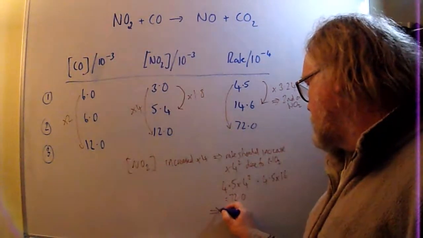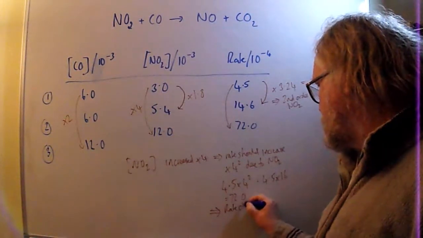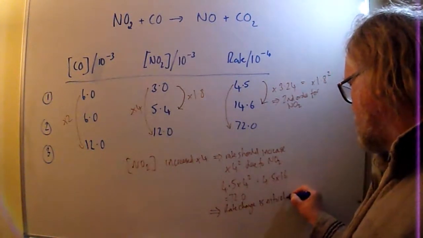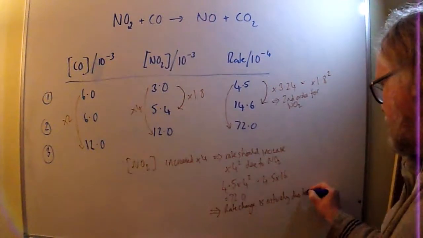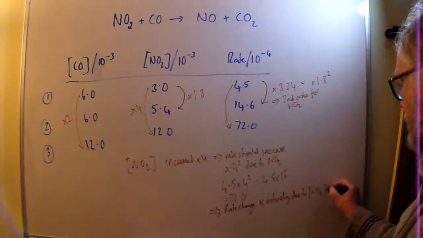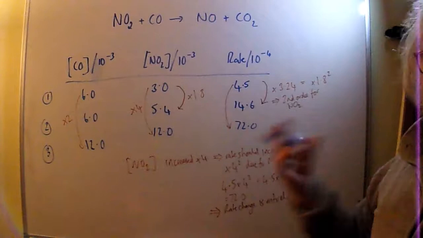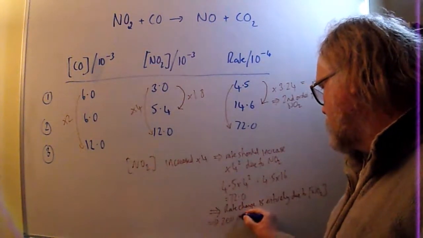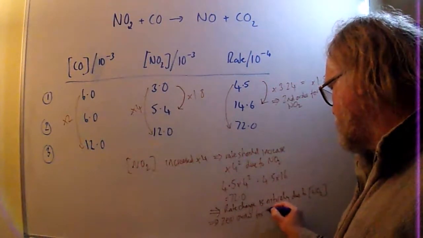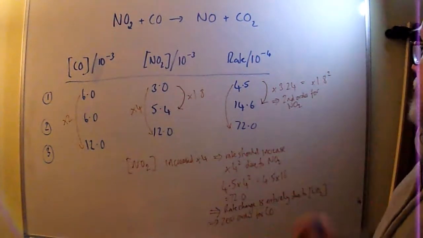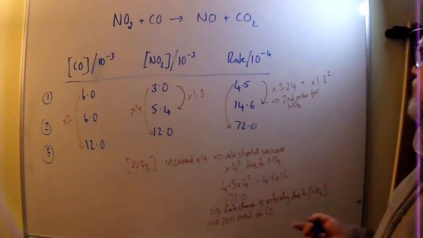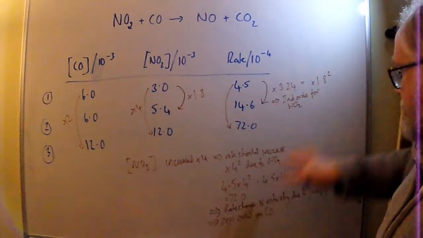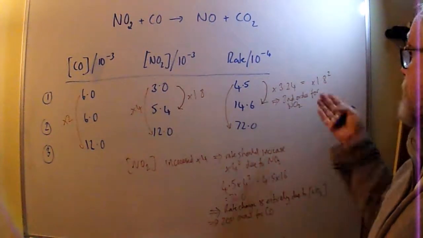So that means that the rate change is entirely due to NO2. And the fact that we doubled the carbon monoxide concentration made no difference, and that means that it's 0 order for CO. Okay, so you've got to do the explanations. You can't just write down second order for NO2, 0 order for CO. They will think you guessed. So you need some kind of explanation like this to justify those.